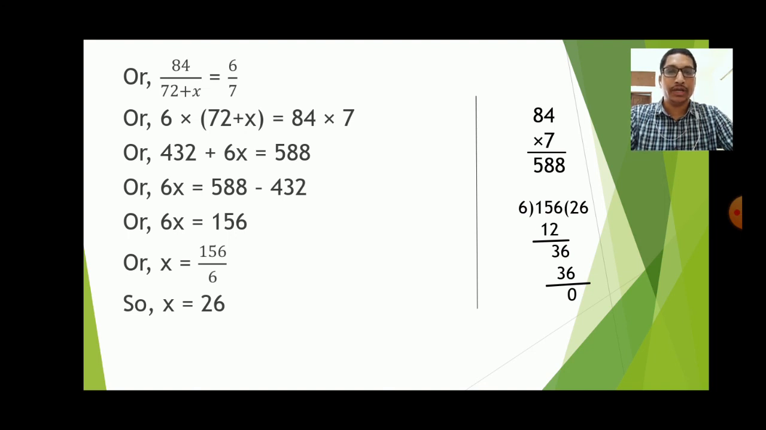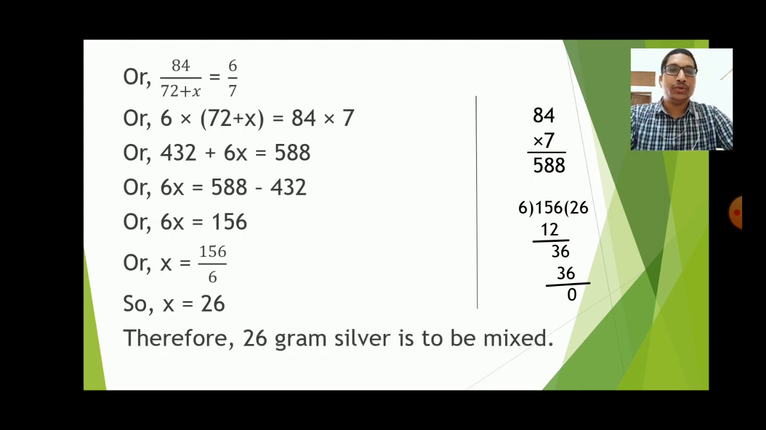That means we have got the value of x, the unknown quantity. Okay, I think it is very clear to you. So therefore 26 gram silver is to be mixed. That means if we mix 26 gram silver, then its ratio will be 6:7.